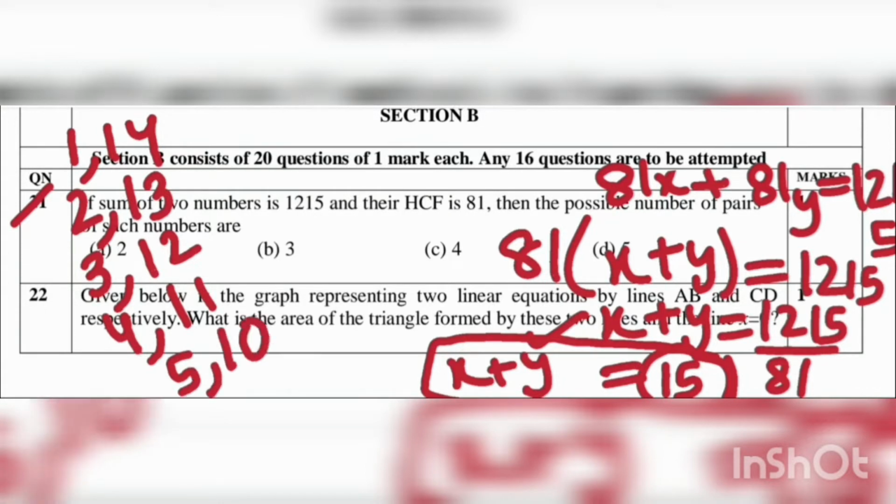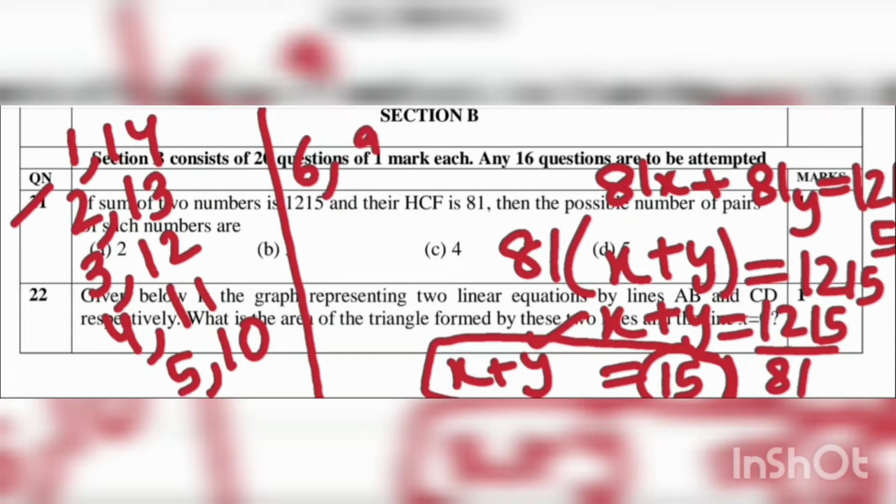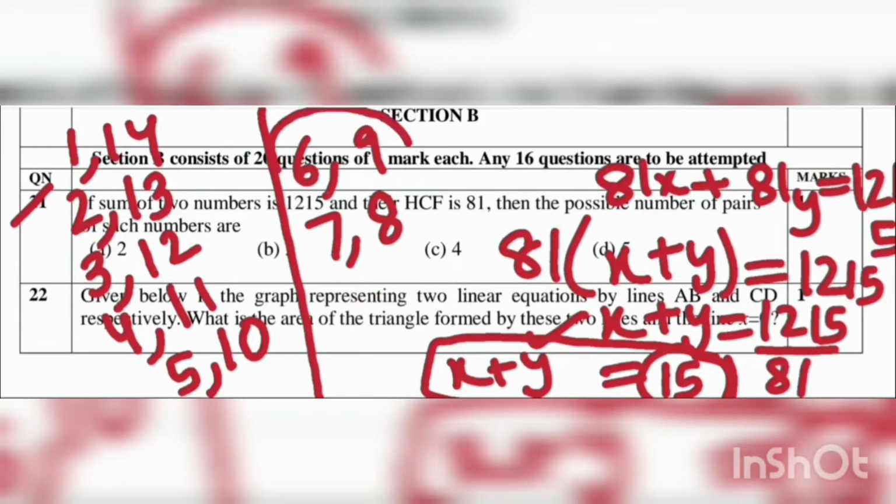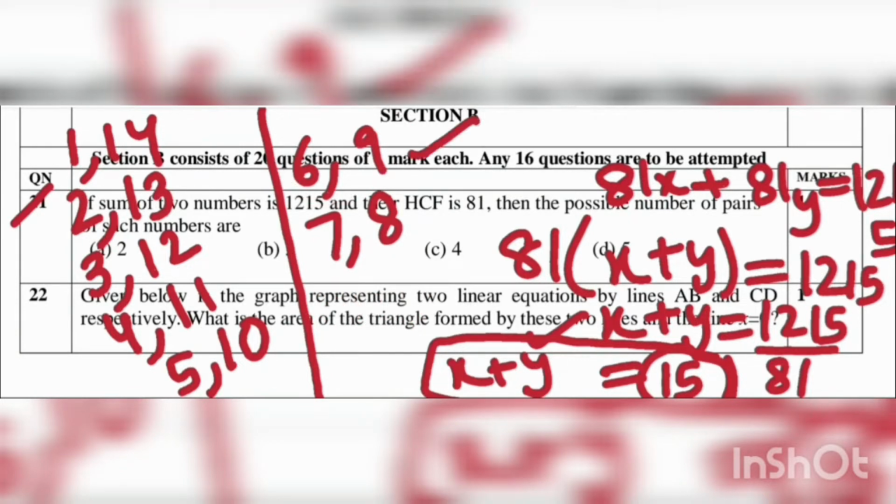Now I'll write this side. x as 6, y will be 9. x as 7, y will be 8. And if I take x as 8, then y will be 7. Then this is just a repetition of this, so we will not write this. Similarly, if we take x as 9, we will get y as 6. So we will get these pairs of numbers. Just the order is different, so we will stop here.